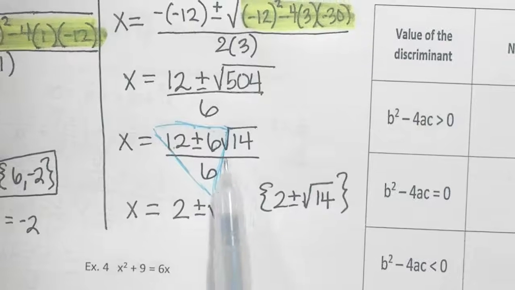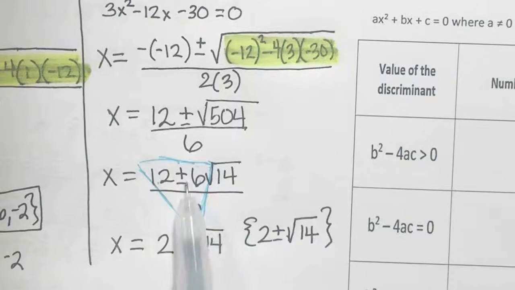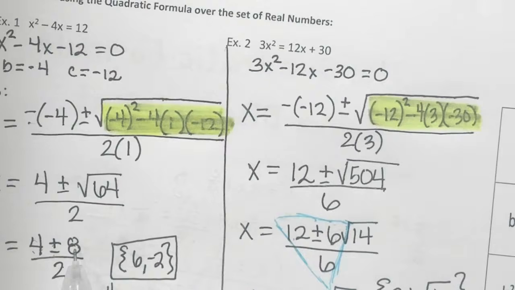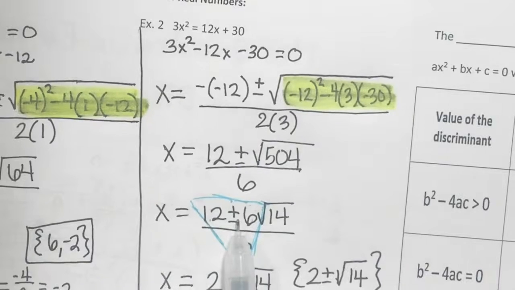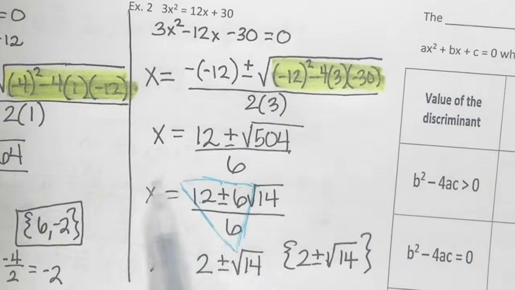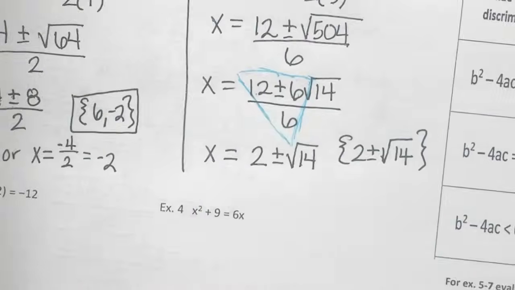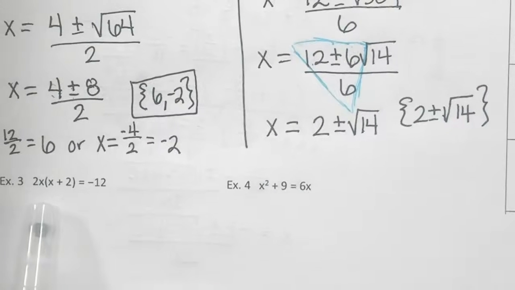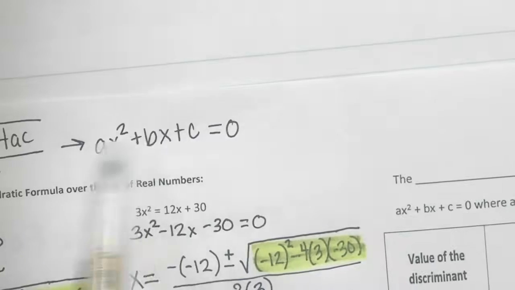Well, yes, if we have an irrational number, we can't actually continue. Like this one we could continue because the square root of 64 was 8. So I could do 4 plus 8 over 2, 4 minus 8 over 2. Here I can't. So the best I can do is try to simplify the rational numbers and move on.